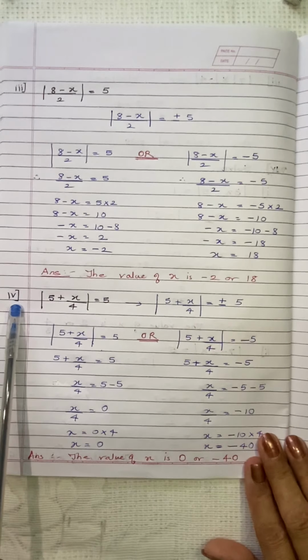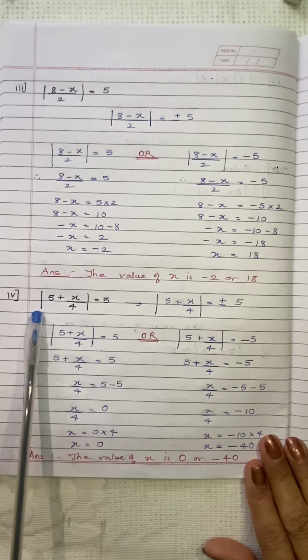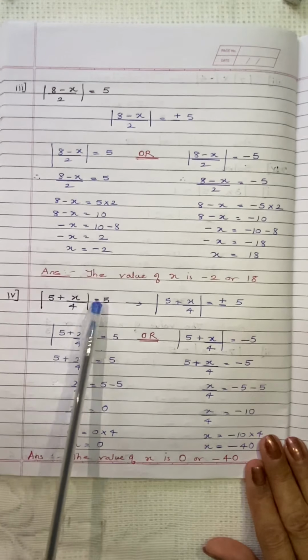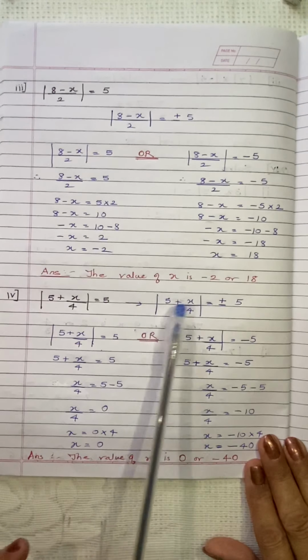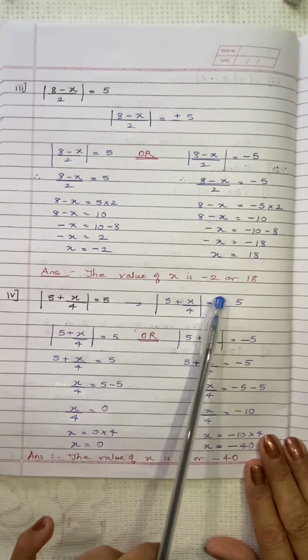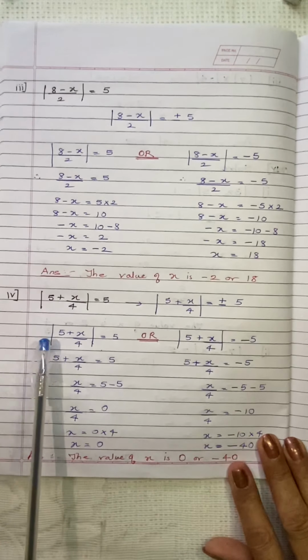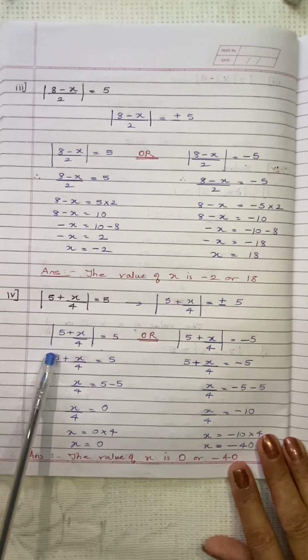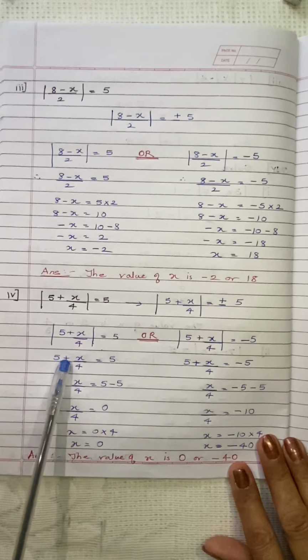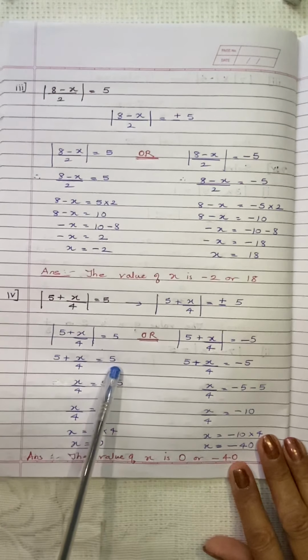The last sub question of the exercise is 4. The absolute value of 5 plus x upon 4 is equal to 5. Again here also the same way. The absolute value is equal to positive 5 and negative 5. So we will copy the equation with positive sign: 5 plus x upon 4 is equal to 5.